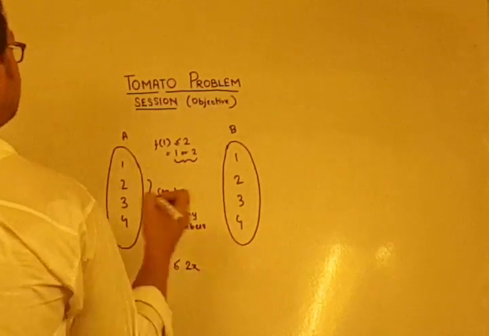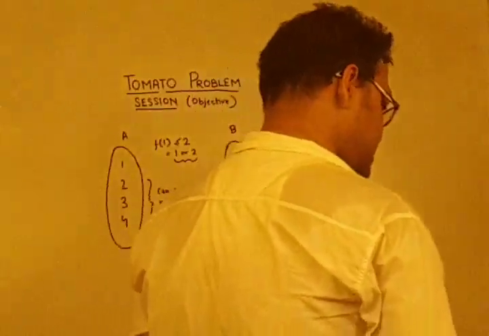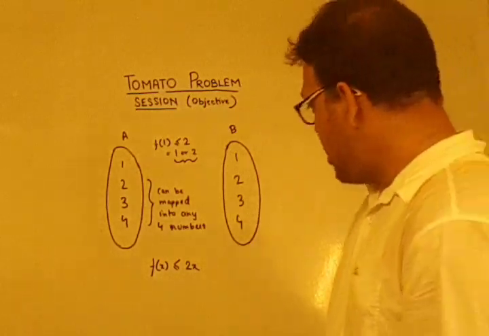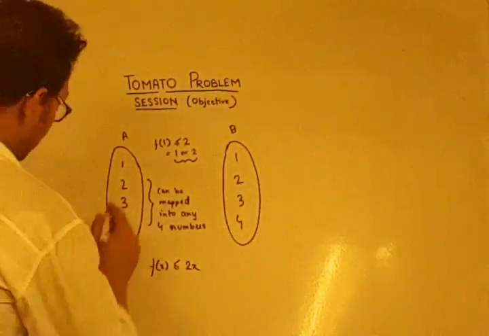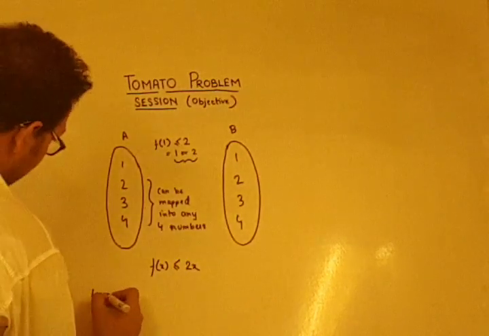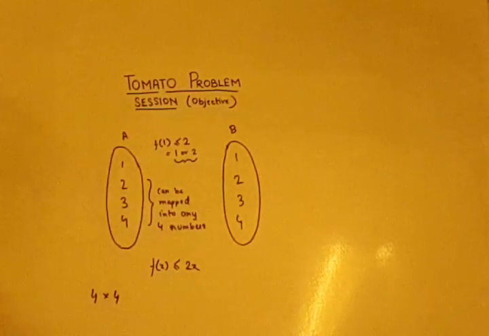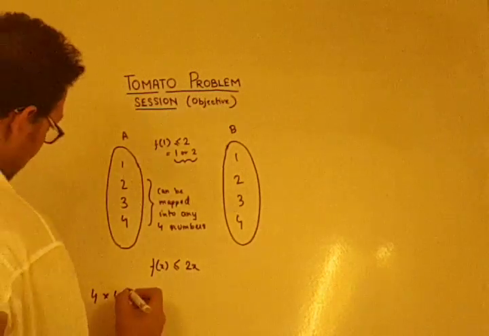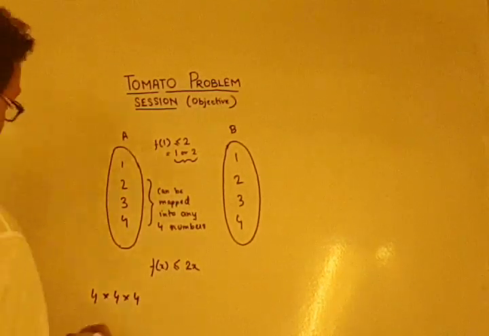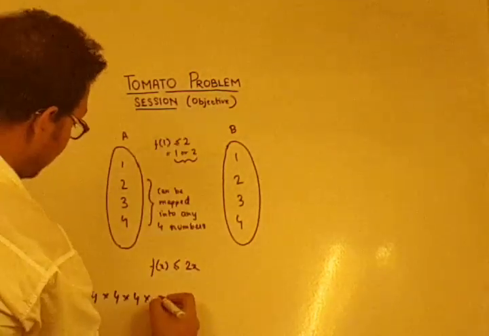So these three elements can be mapped into any of 4 numbers, but 1 can be mapped only in 2 numbers, 1 or 2. So 2 can be mapped in 4 ways, because there are 4 numbers present. 3 can be mapped in 4 ways, again because there are 4 numbers present. 4 can be mapped in 4 ways because 4 numbers are present. But 1 can be mapped in 2 ways only.